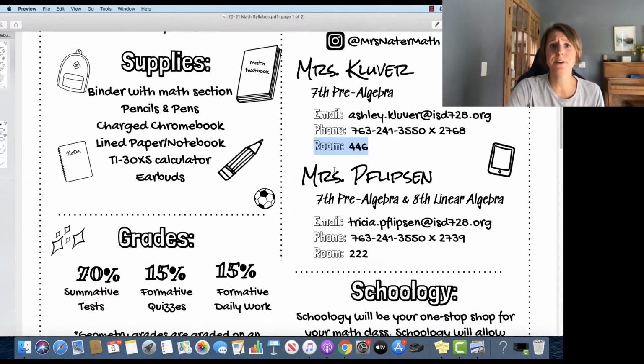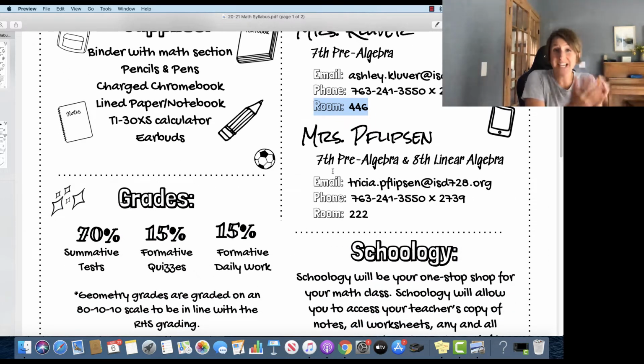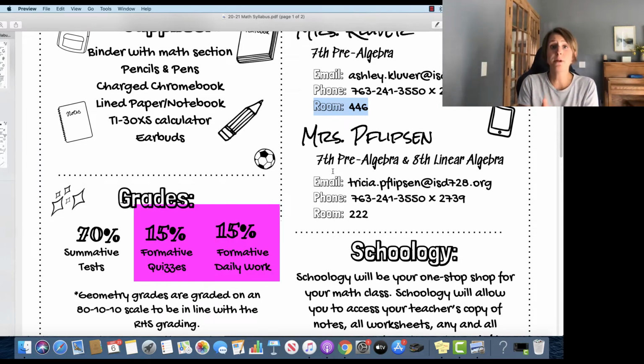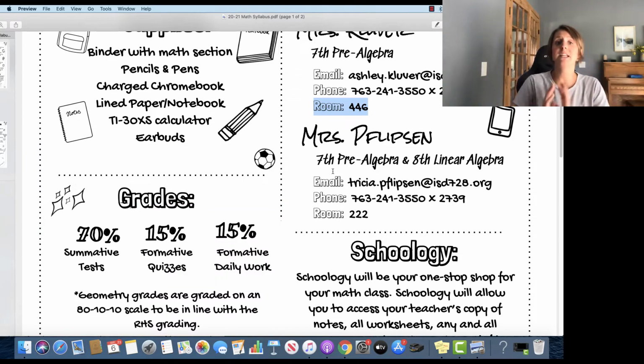Your grades, very similar how in 6th grade, our tests were 70% of our grade and our homework or our daily work was 30% of our grade. That is very similar here. Your tests are still going to be 70% of your grade. However, your formative work is split into two things. You have your formative quizzes and you have your formative daily work, which is like your homework. And those together make up 30%. But the quizzes are worth 15, the daily work, the homework is worth 15 as well. Together making 30% for formative.